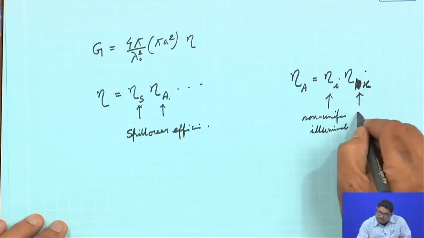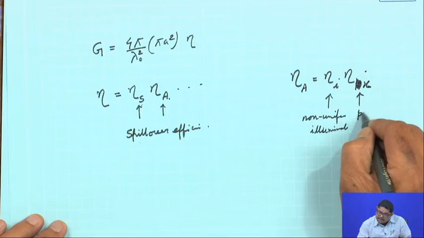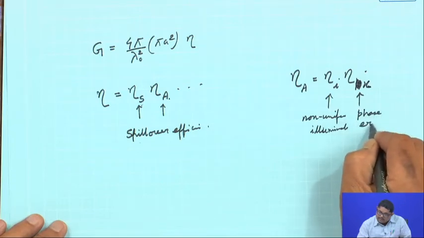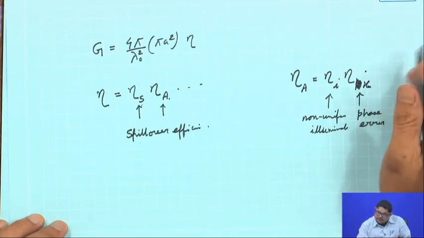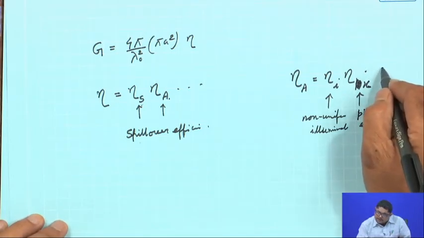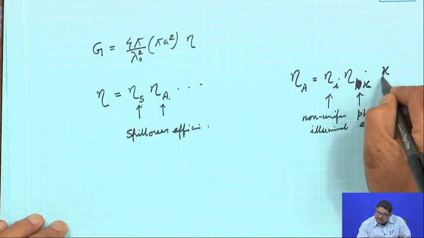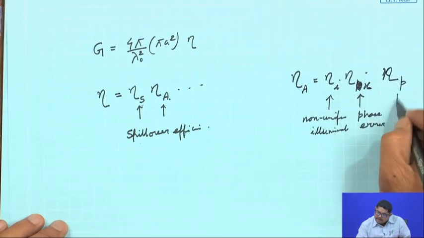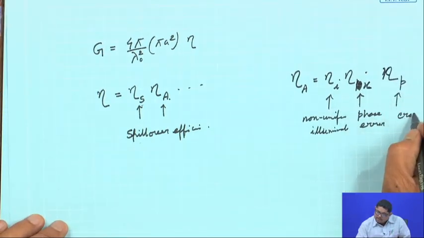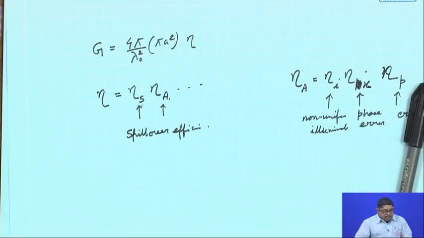This is due to phase error, due to non-uniform phase, and then eta p, it is the cross pole, presence of non-linear thing. So, spillover efficiency, what is it?